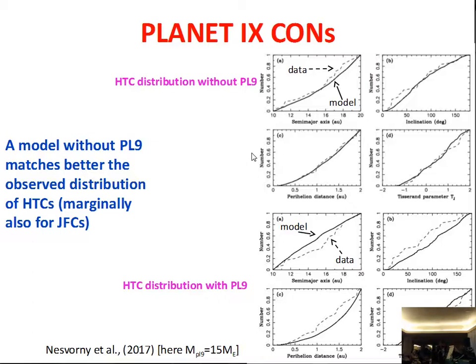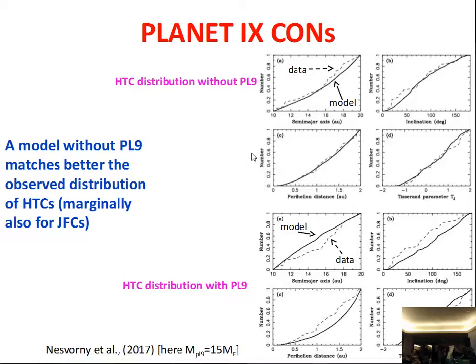This panel gives the cumulative semi-major axis distribution. This panel gives the cumulative inclination distribution. This panel gives the cumulative perihelion distance. This panel gives the cumulative Tisserand parameter distribution. It's a perfect match. It's amazing. If we include planet 9, we still get a relatively good match, but worse. So the fit degrades a little bit. For the Jupiter family comets, it's almost the same. The Halley types seem to be quite sensible and normal.